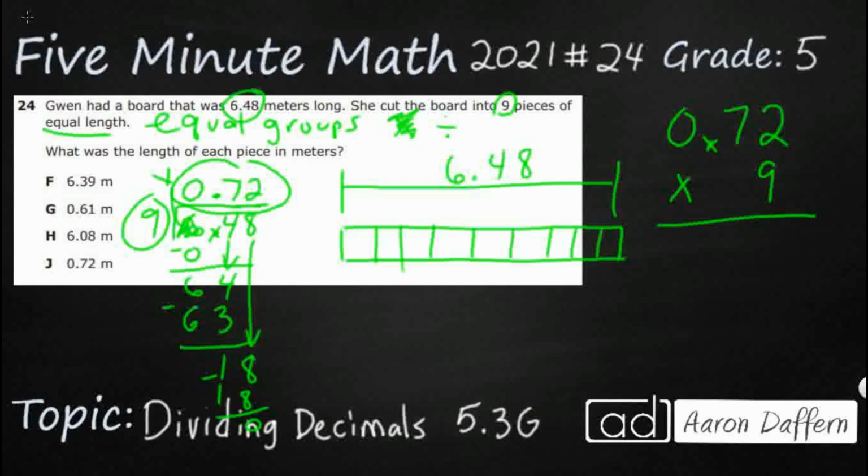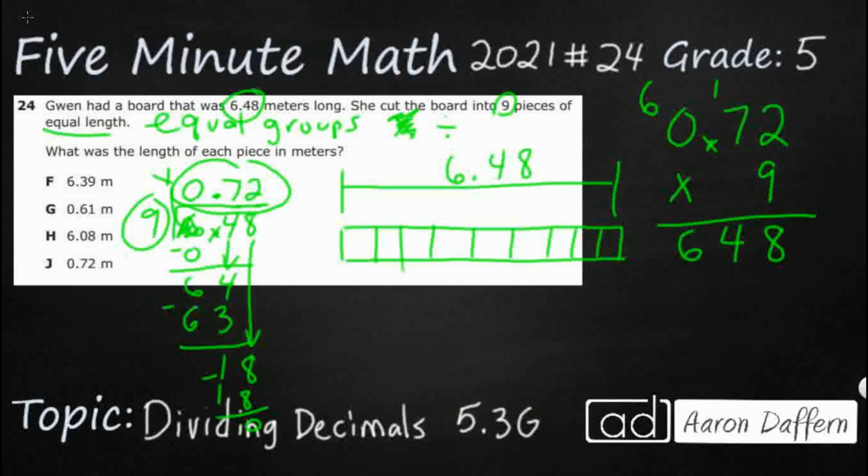So 9 times 2 is going to be 18. And then we've got 9 times 7, that's going to be 63. We're going to add that 1, we're going to get back to 64. And then we are going to do 9 times 0, that's your 0, and then we're going to add the 6 back in. So 648. The digits are correct, but the decimals are incorrect.